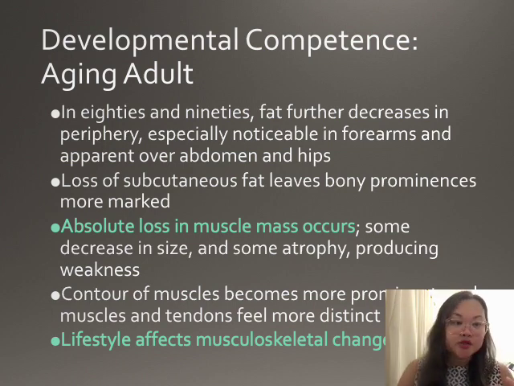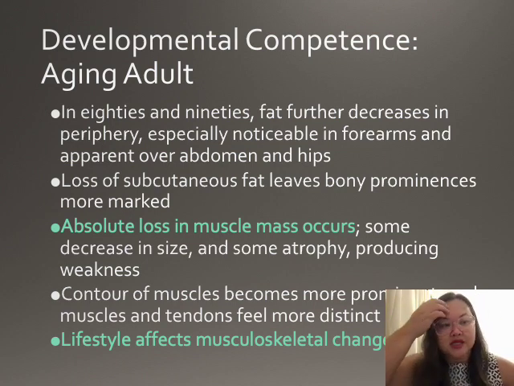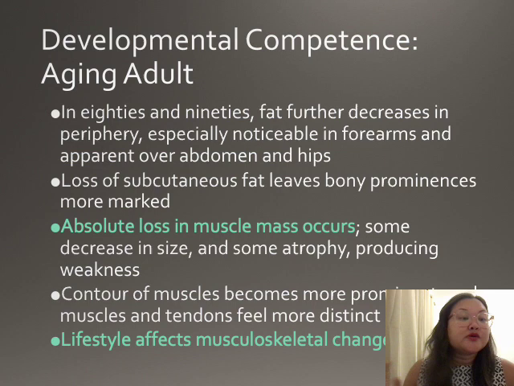For our aging adults, our oldies but goodies, once you get into about 80, 90 years old, your fat will just further decrease, especially in your peripheral areas. It's most noticeable in the forearms, and sometimes over the abdomen and hip, you can see that they get a little bit more bony. You're losing that sub-Q fat.